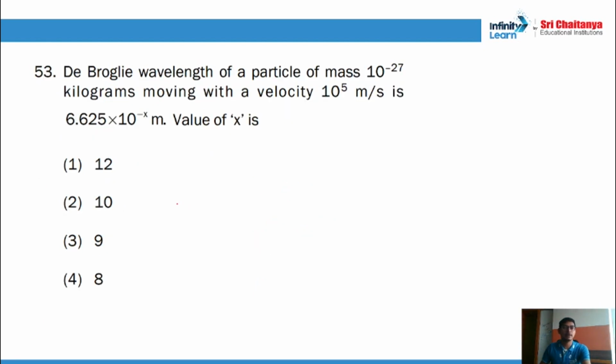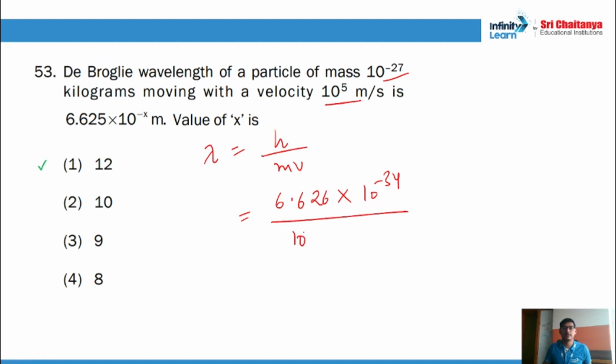Next question. De Broglie wavelength of a particle of mass 10 to the minus 27 kilogram moving with a velocity, this much. Okay. So what is the formula for de Broglie wavelength? It's h by mv. Wavelength is equal to Planck's constant divided by the linear momentum. So let us substitute the given values. The mass of the particle is 10 to the minus 27 kilogram multiplied by velocity is 10 to the power 5. So you can adjust the values and you can find out that the power will come out to be 10 to the minus 12.